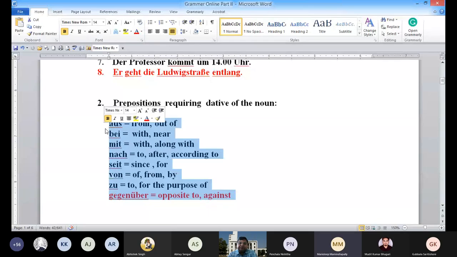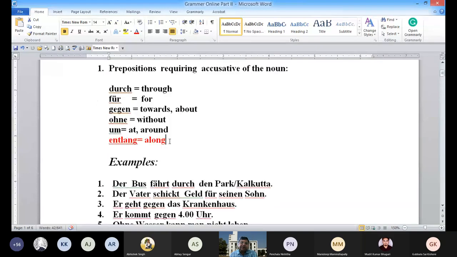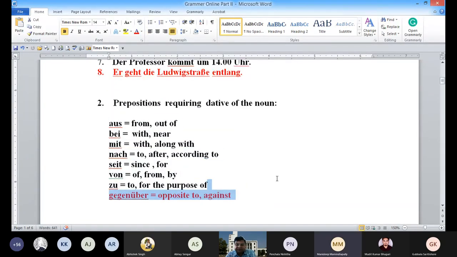Okay, the difference is just in the prepositions, the words, is it? Yes, just the prepositions, because this is the rule of the grammar. We cannot put logic on why, but the grammar rule is that the prepositions of the first group will always require the accusative. The second group will always require the dative. That's all. Okay, sir.